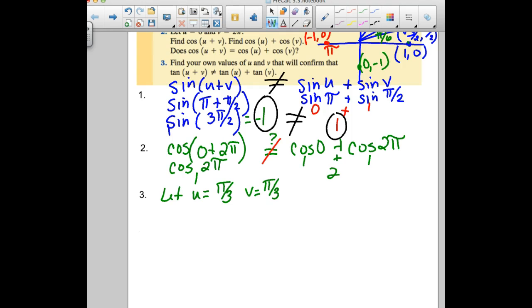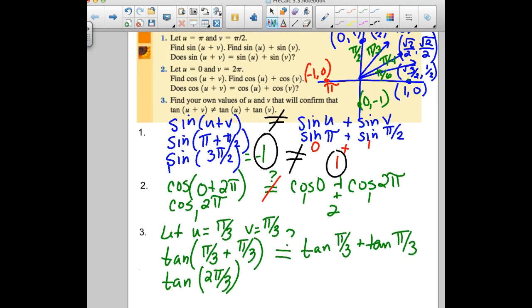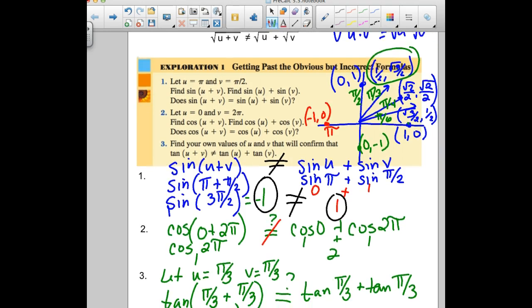All right, so we're saying that is the tangent of pi over 3 plus pi over 3 equivalent to the tangent of pi over 3 plus the tangent of pi over 3. All right, well, if we take pi over 3 plus pi over 3, we've got the tangent of 2 pi over 3. Okay, so let's go back up here. Pi over 3 has coordinates 1/2 and root 3 over 2. Tangent, remember, is y over x. So we have root 3 over 2 divided by 1/2.